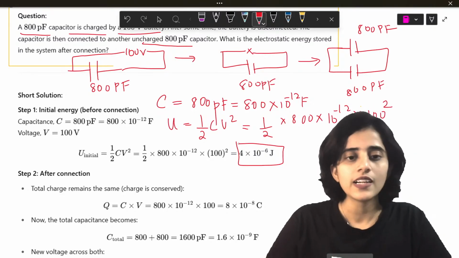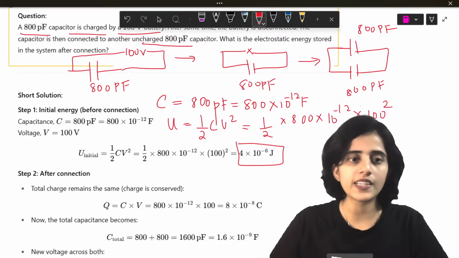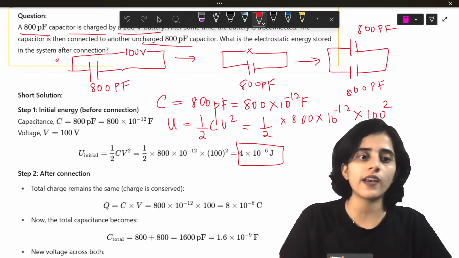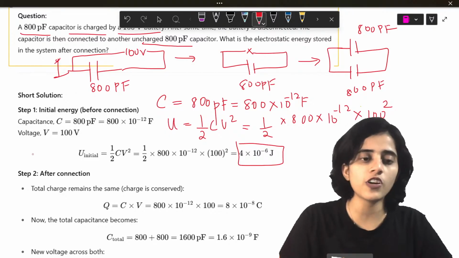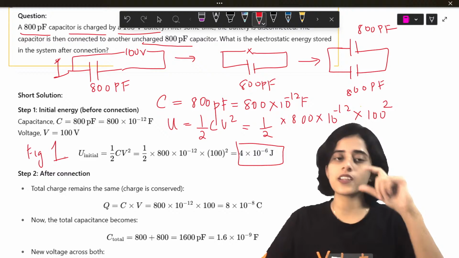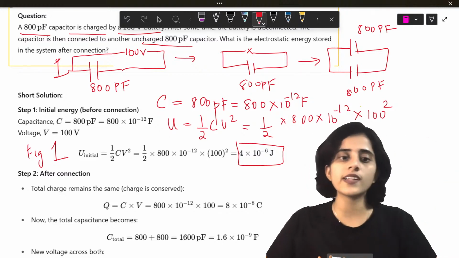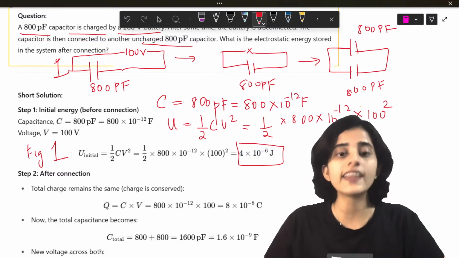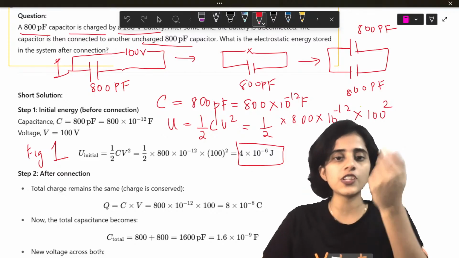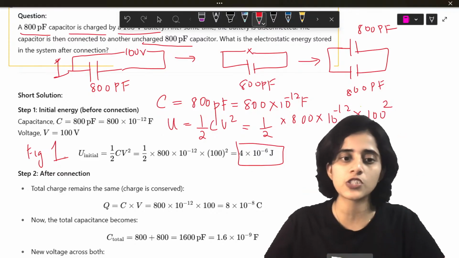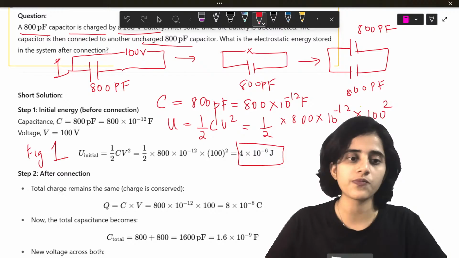So this is initially, for figure 1. There is a battery, there is a capacitor. So the total U, the energy, is 4 into 10 raised to minus 6 joules.